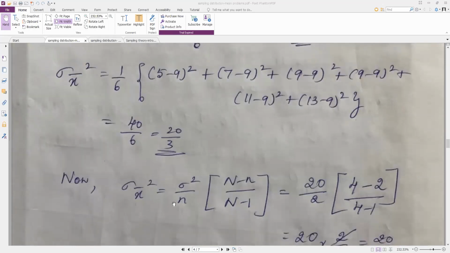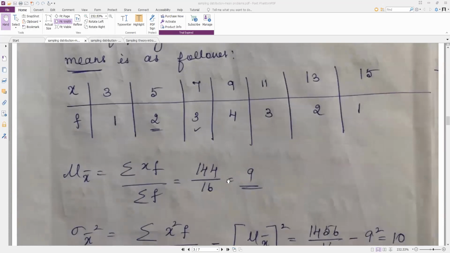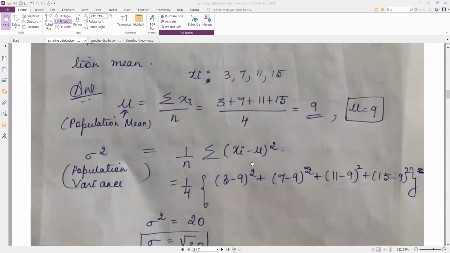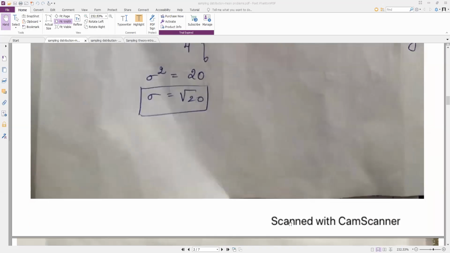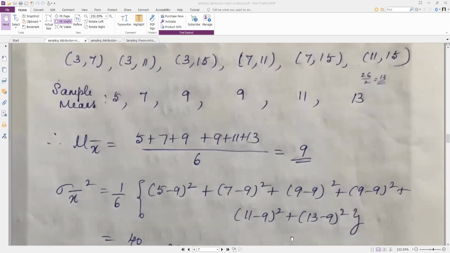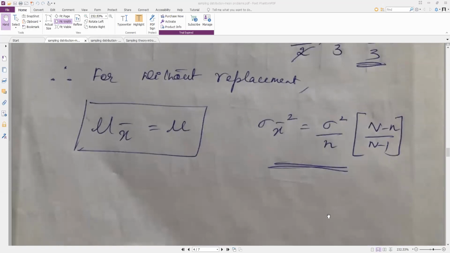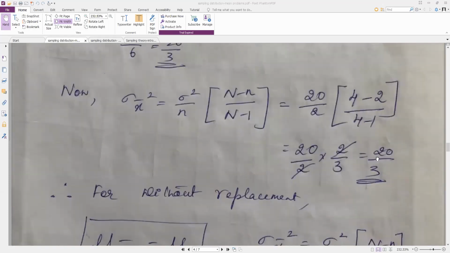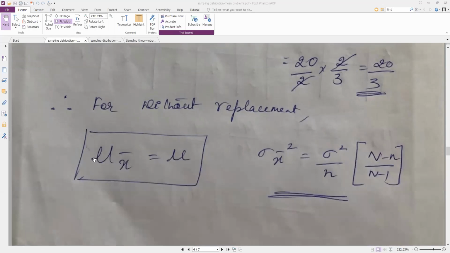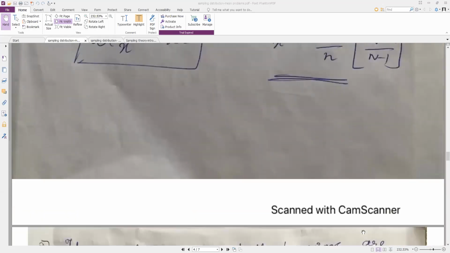Now sigma x bar whole square is equal to sigma square by n into capital N minus n by capital N minus 1. So sigma square is 20 by 2, into 4 minus 2 by 4 minus 1. Population size is 4, correct? N is population size. What is the population size? Population is 1, 2, 3, 4, so 4. And here small n is 2. So you will get 4 minus 2, 4 minus 1. So what is it? 20 by 3. So what we can conclude, sigma x bar whole square is the same as this. This is for which kind? Without replacement. So for without replacement, this relation holds.